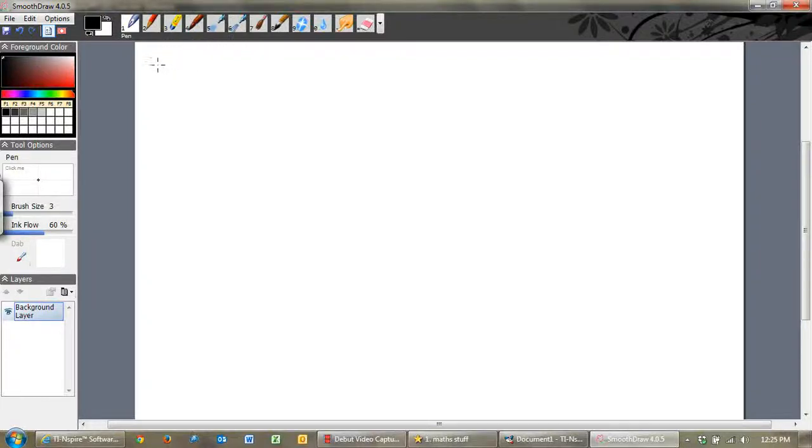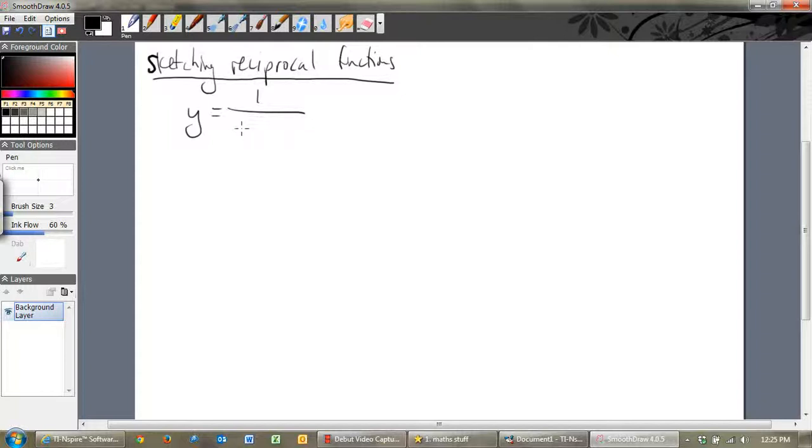Okay, in this video we're going to be looking at sketching reciprocal functions. And what reciprocal, remember, means is 1 over something. So what we're going to be looking at is sketching y equals 1 over something down here, and I write something for f(x), some function of x under there.